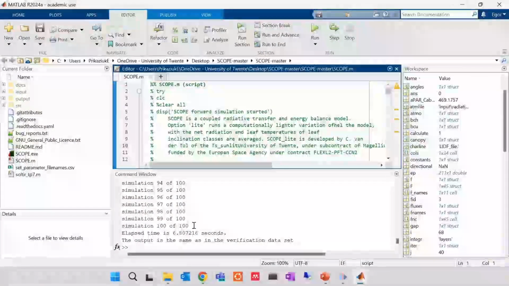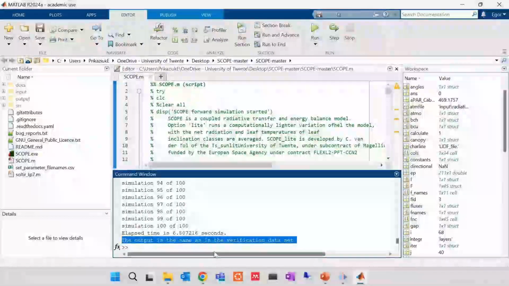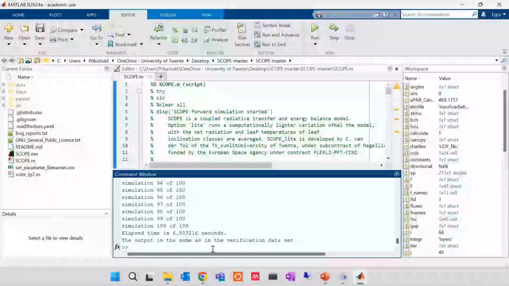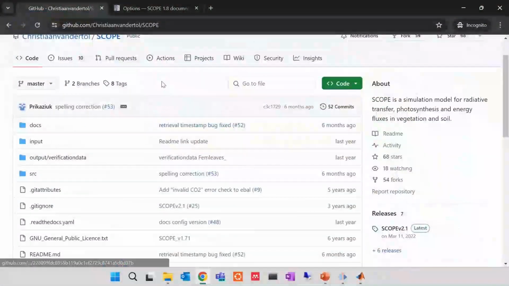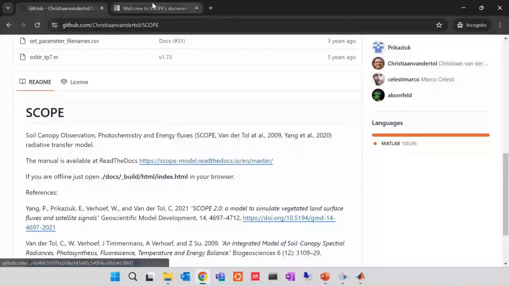The first run has 100 simulations, and hopefully you get the same message that the output is the same as in the verification dataset, which means we are good to go. What I also expect you to do is to find our documentation. The link is directly in the README.